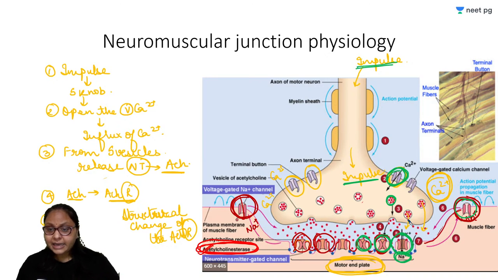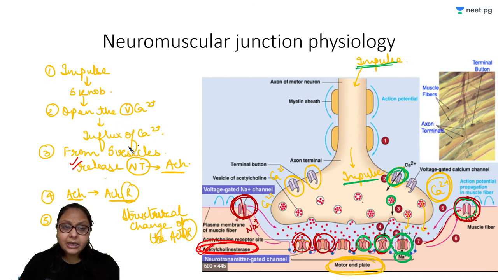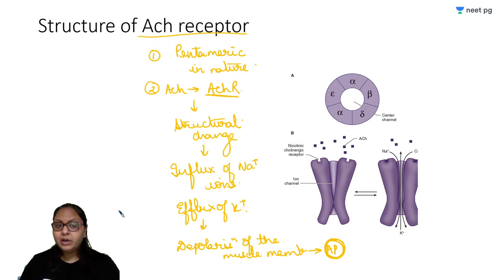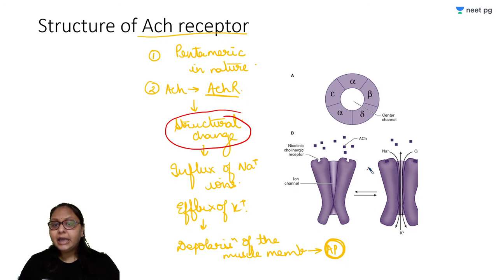These synaptic vesicles will touch this membrane, and there will be release of acetylcholine from this end. When the acetylcholine gets released, what will happen? It will act upon the acetylcholine receptors which are present on the muscle membrane. Once they act with the acetylcholine receptor, what will happen? There will be a structural change and there will be influx of sodium. Andar aayega to kya hoga? There will be depolarization of the membrane, there will be positive charge inside, and the end plate potential is generated.